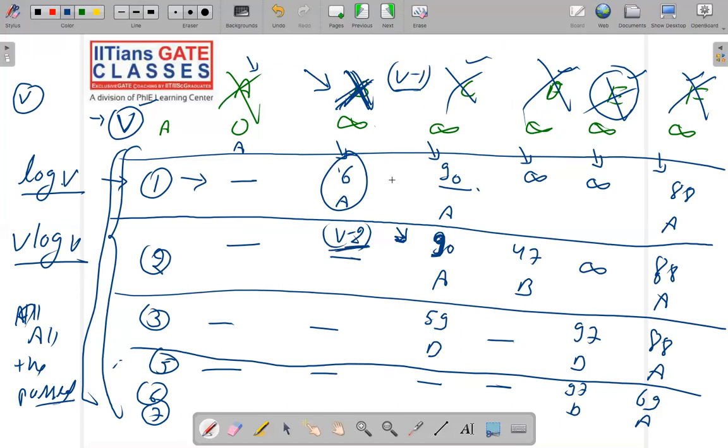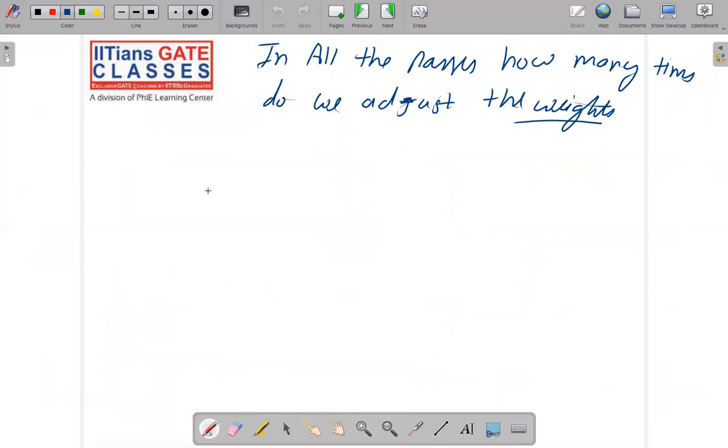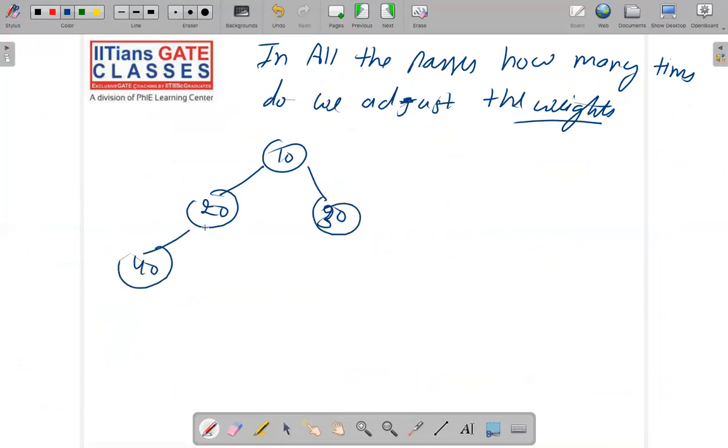But that is not how you are going to calculate the number of adjustments. This operation is called the decrease key operation. What is decrease key? For example, you have a min heap. I am just considering a random min heap.